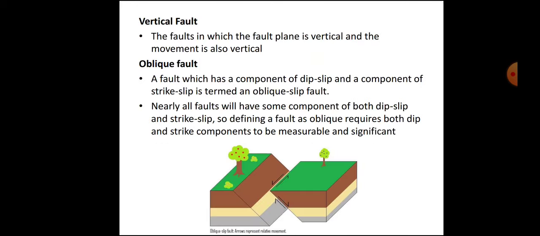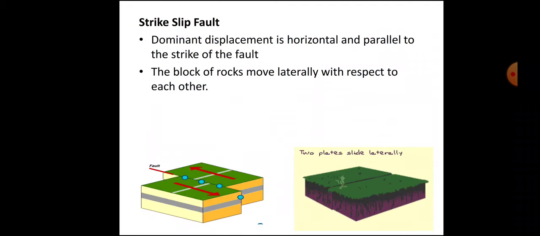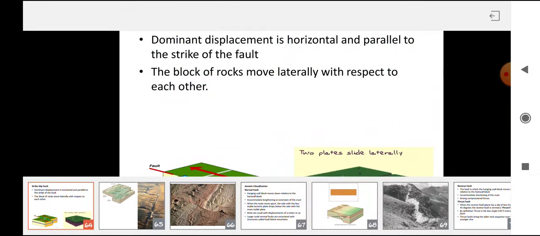Parallel fault. The fault in which the fault plane is parallel and the movement is also parallel. Oblique fault. A fault which has a component of dip slip and a component of strike slip is termed an oblique slip fault. Nearly all faults will have some component of both dip slip and strike slip. So defining a fault as oblique requires both dip and strike components to be measurable and significant. Strike slip fault. Dominant displacement is horizontal and parallel to the strike of the fault. The blocks of rocks move laterally with respect to each other.